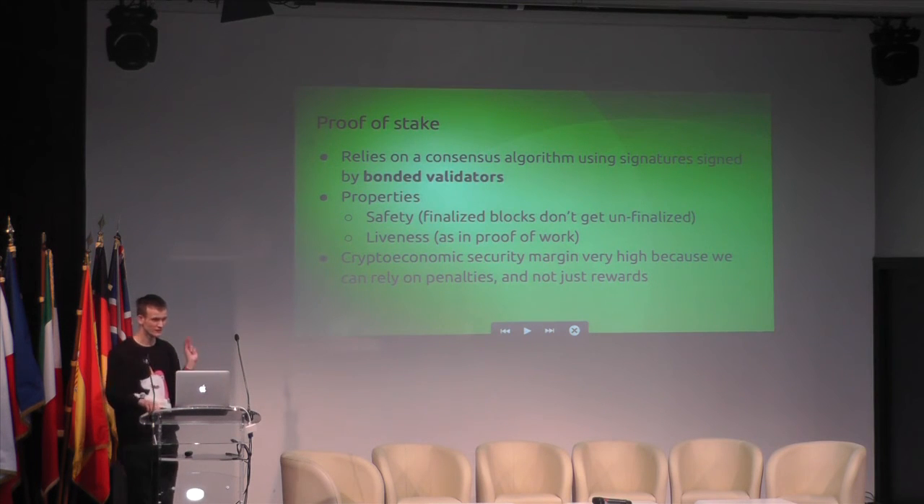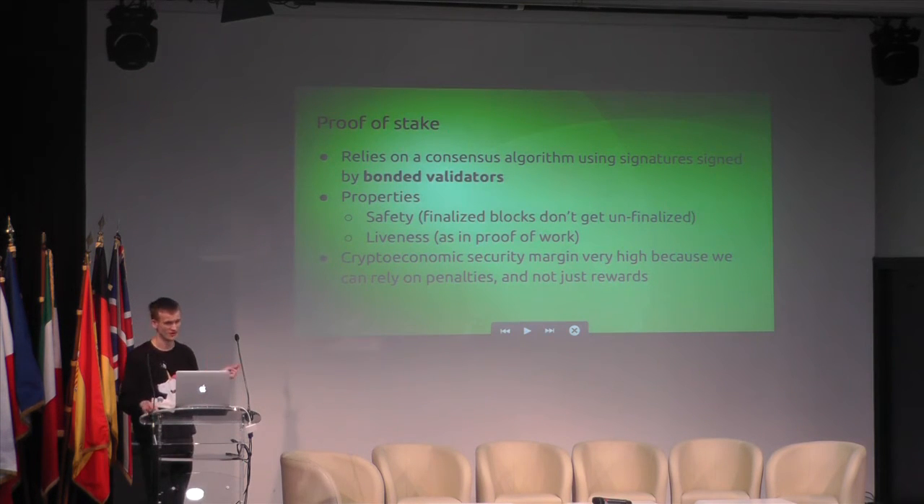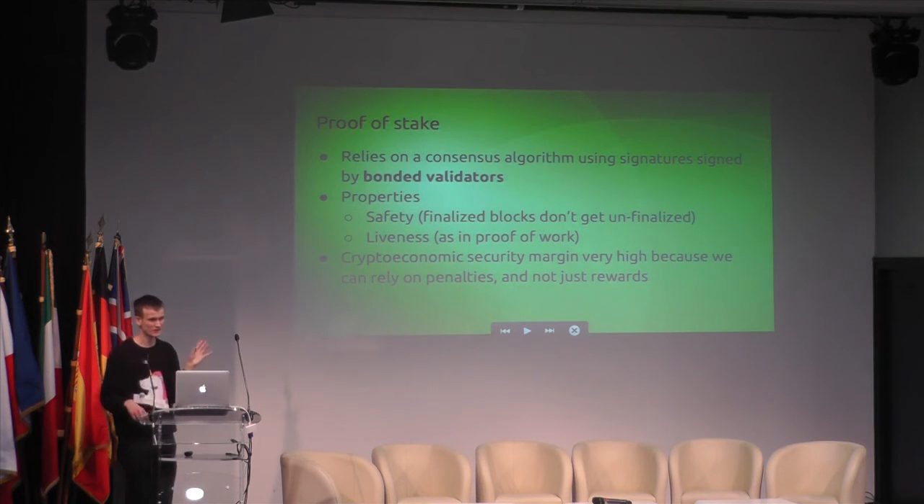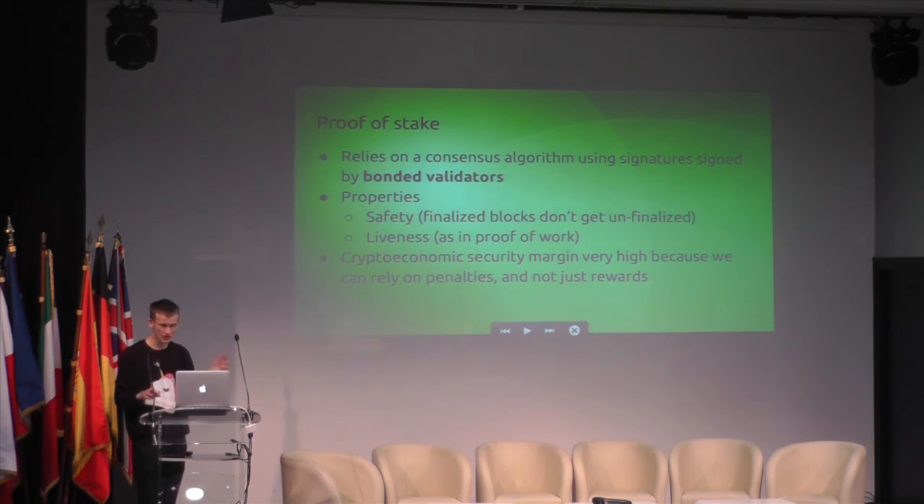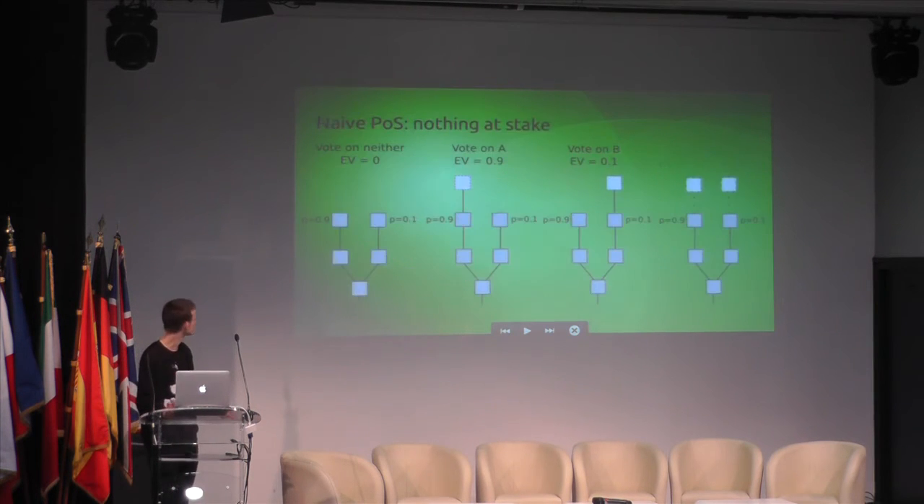The crypto-economic security margin in proof of stake is much higher than in proof of work, because with proof of work, you're only allowed to use rewards. In proof of work, the only incentives that you have are rewards, and so the crypto-economic security margin cannot exceed the amount that you're willing to pay. In proof of stake, because you can include deposits, the crypto-economic security margin can get much higher.